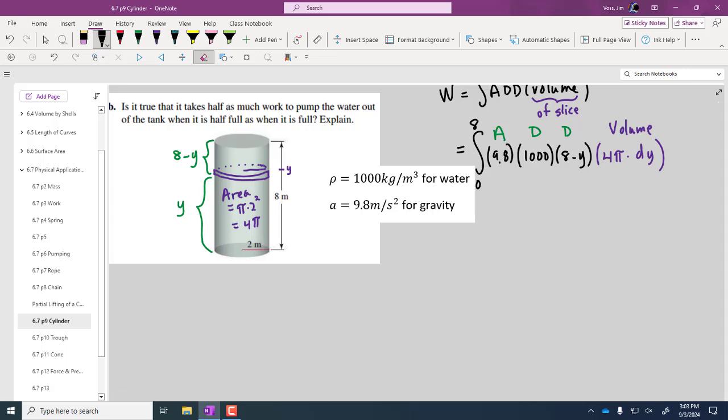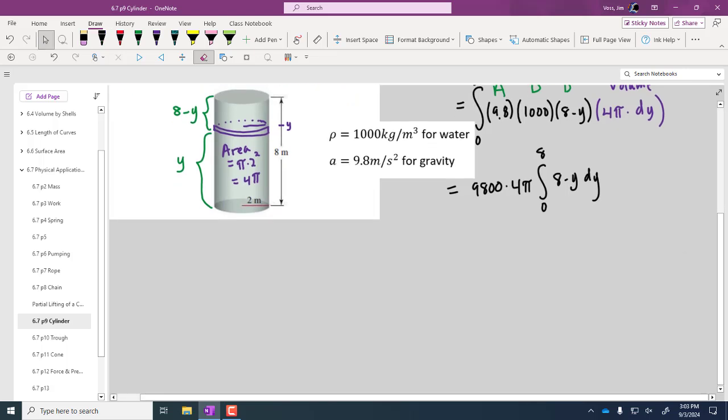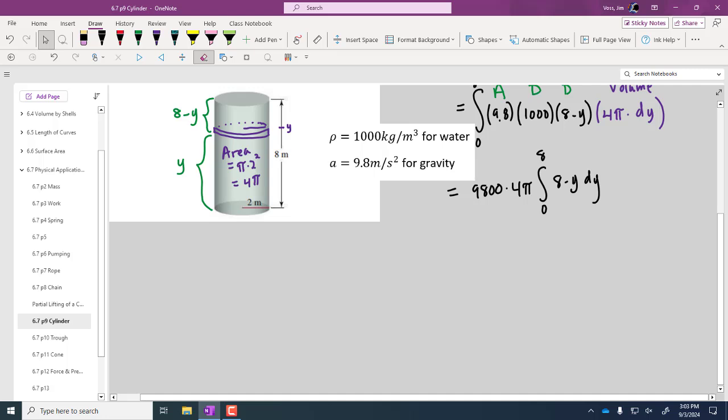There's a boatload of constants in here. So we're going to factor them all out. 9800, a 4 pi, 0 to 8. The only thing that's not variable is 8 minus y. Everything else got factored to the front. And so we can multiply the 4 and the 9800. I'm just going to not do it for a moment because maybe there's going to be some cancellation that might come out of this. So we integrate.